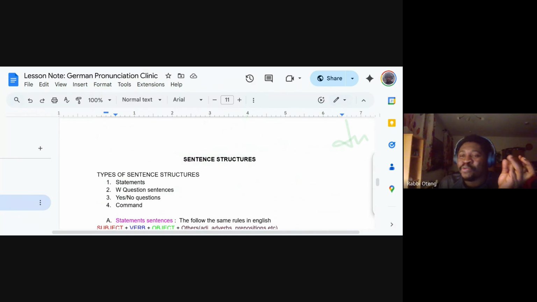So it will be "wen siehst du?" Clear? But if it's "who sees you?" Who is seeing you? It means that the "who" here, the person, is rather seeing you. So you are the direct object. So the "who" will be what? The subject. Okay, you must pay attention to that.